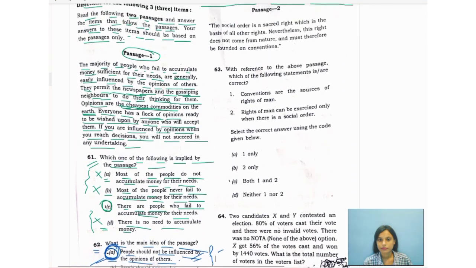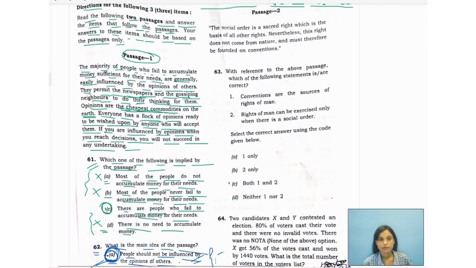All right, let's move over to question number 63. We are talking about passage 2 over here. The social order is a sacred right, which is the basis of all other rights.